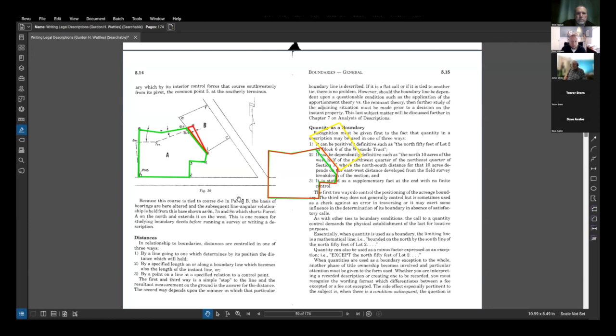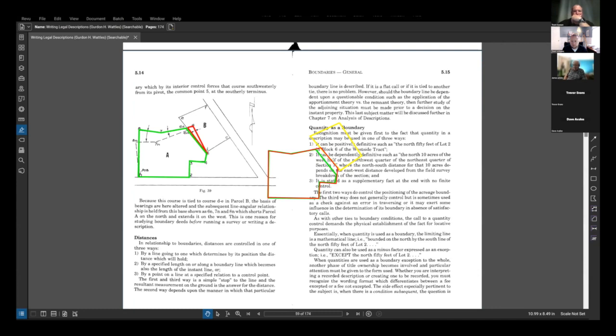Suppose you have a deed that has bearings and distances that constitute a mathematical closure. Everything looks perfect. But each course, each bearing and distance, states that it ends in a monument, such as an iron pin with a surveyor's cap on it at every location.